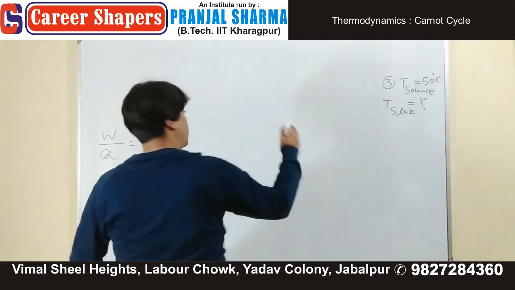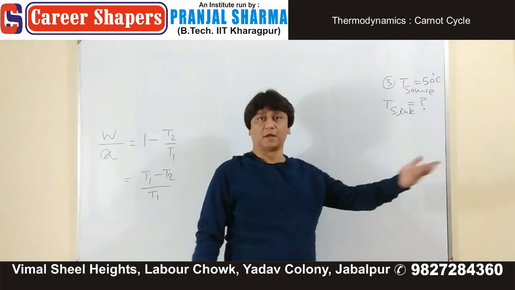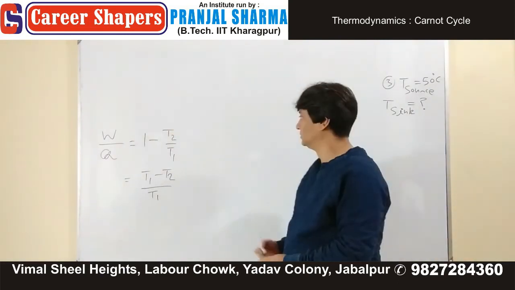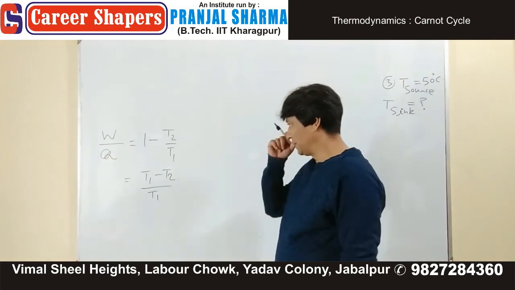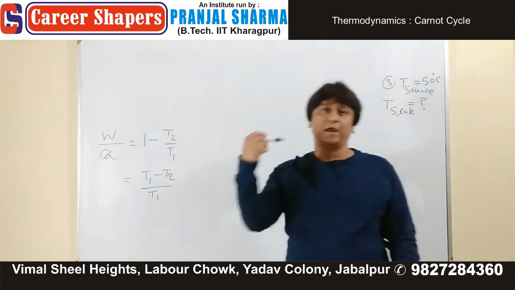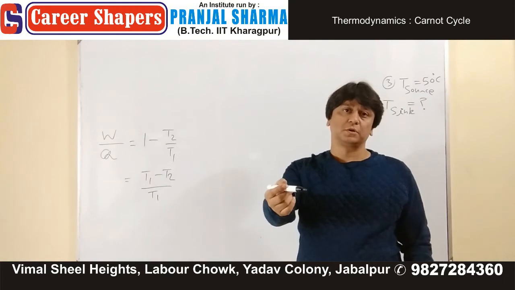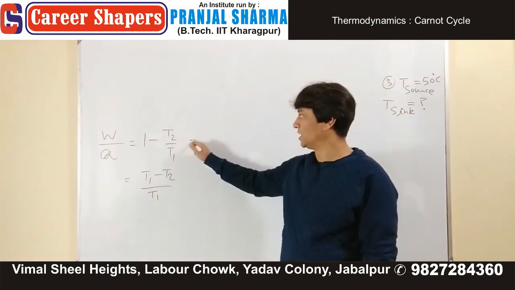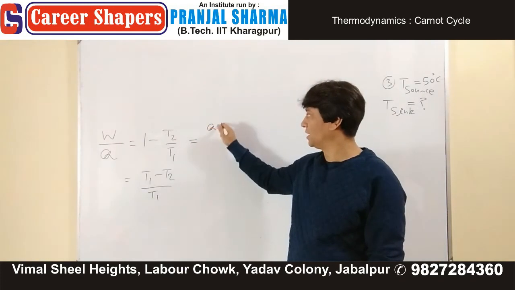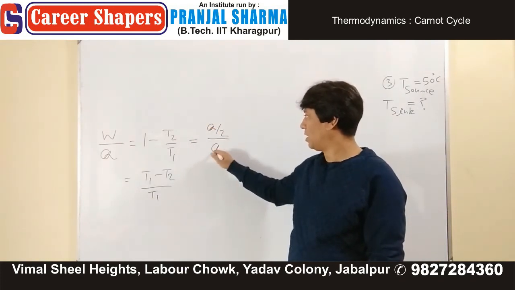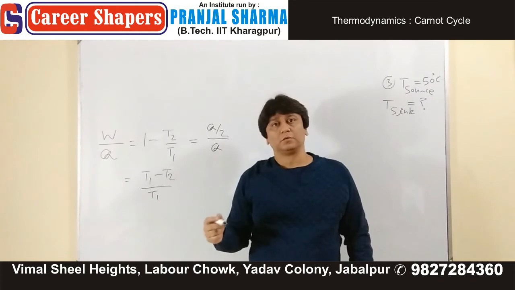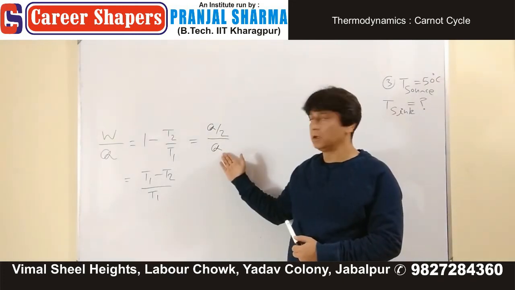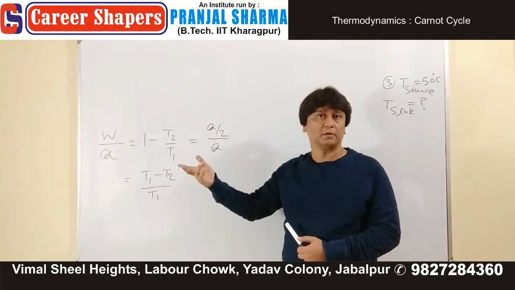Only one answer and others are sleeping. The question says, I gave you 1000 joules and system rejects half of it. What I am saying is that W is basically Q by 2. So if you are rejecting half, it means whatever I gave you, you used half of it for work.